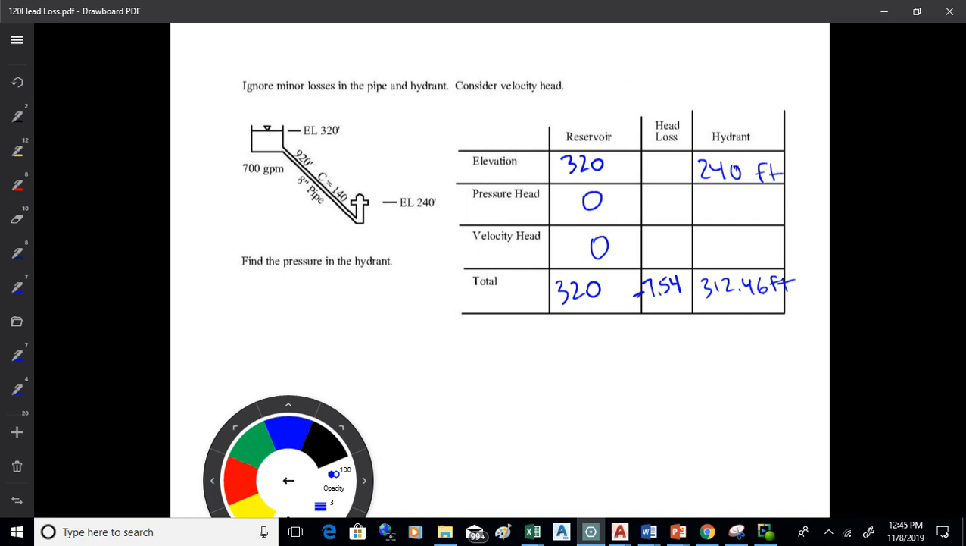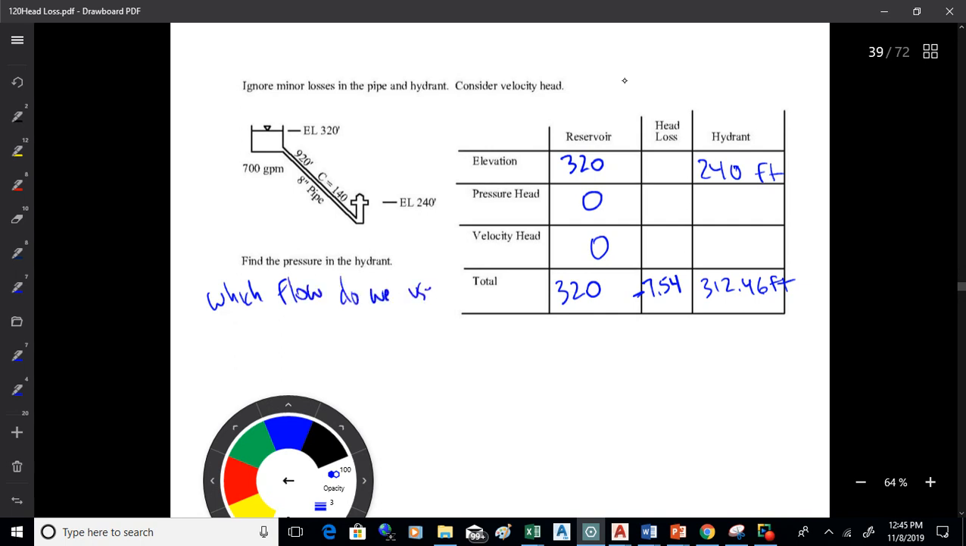Okay. All right, now we've got two flows. We need to consider velocity head. So the question here is, which flow do we use to find velocity? Are we going to use the actual flow at 700 gallons per minute or the equivalent flow at 500 gallons per minute? So we have to decide which flow to use.